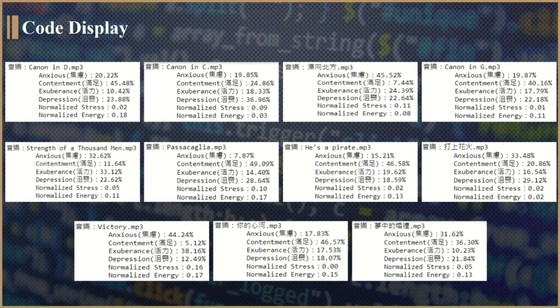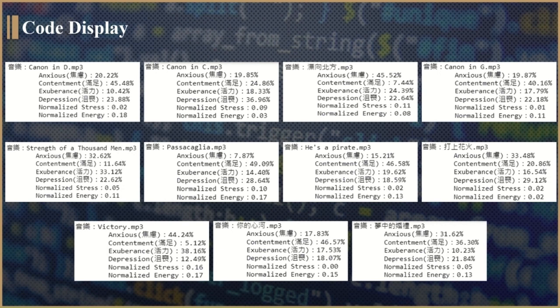This is the predict music. As you can see, Canon and he's a pirate, Pascalia strains of Southern victory, and a river flows in you something.